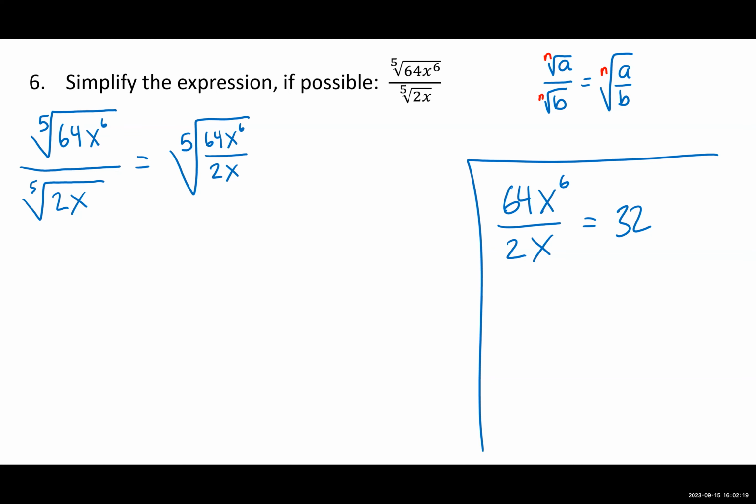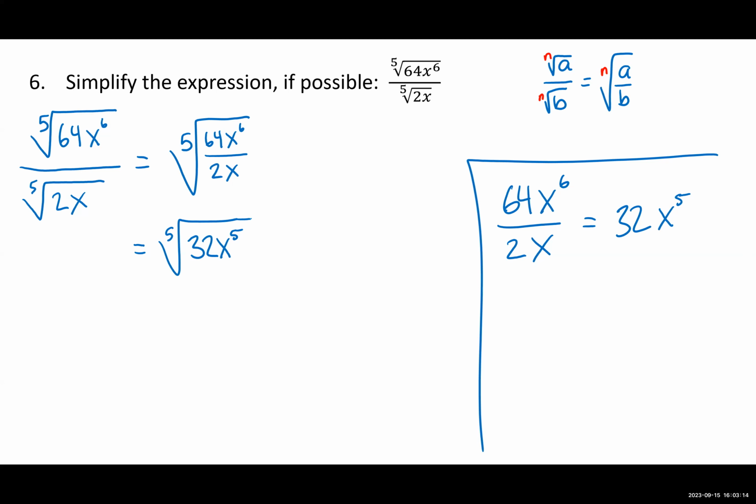And x to the 6th on top and x on the bottom, well, that 1x on the bottom cancels one of those x's. You got 6 x's on top. That's what x to the 6th means. x times x times x times x times x times x. You got 6 x's on top. One of those 6 will cancel with the 1x on the bottom. So you're left with x to the 5th power. All right, so underneath that 5th root, that fraction now cancels. The 64x to the 6th over 2x simplifies to 32x to the 5th.